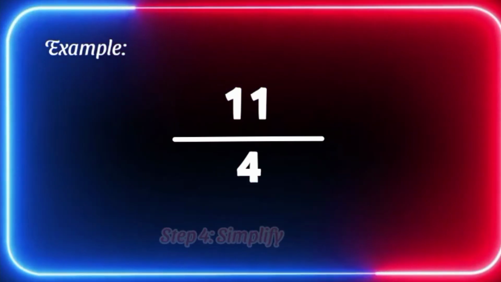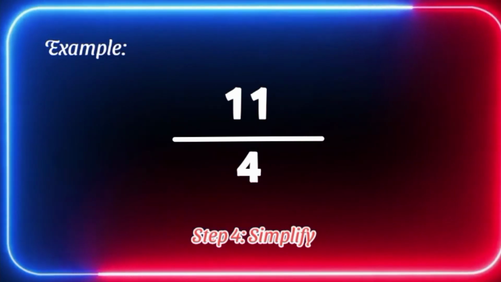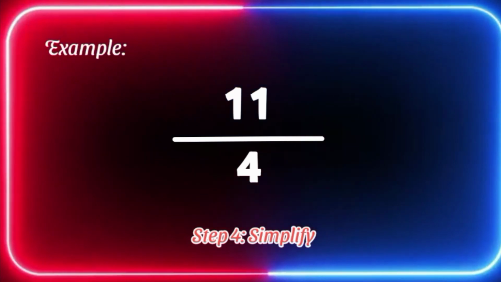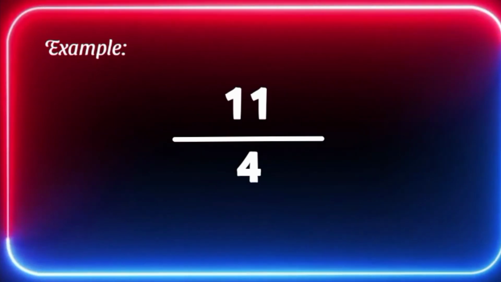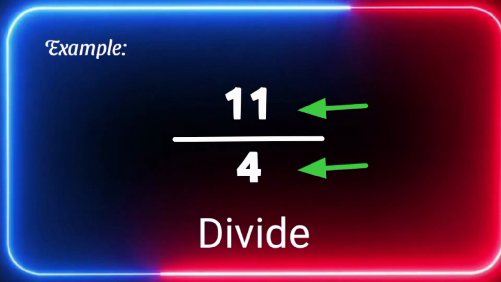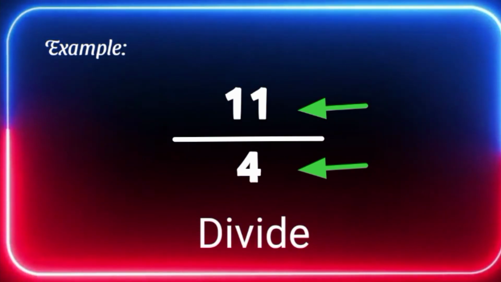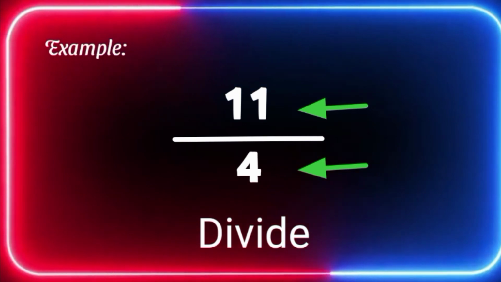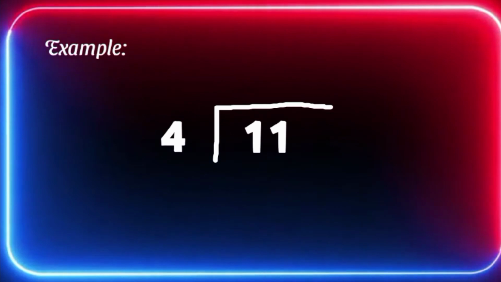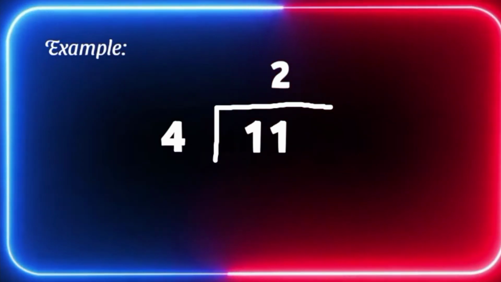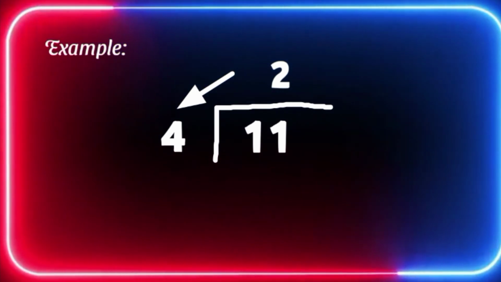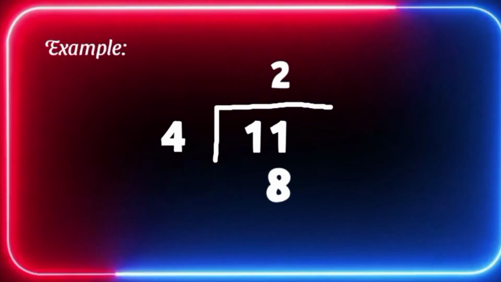So, for step 4, you are going to simplify your answer. In order to simplify the answer, you have to divide the numerator by the denominator, which is 11 divided by 4. Now, let us divide 11 by 4. How many 4s can you get from 11? Okay, 2. Now, multiply the quotient 2 by the divisor, which is 4. So, 2 times 4 is equal to 8.